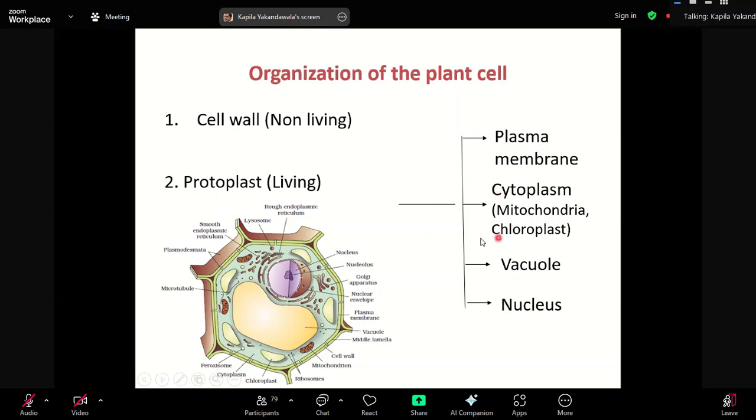So this part is living. Cell wall is dead, non-living. You have to remember it. What are the living parts of the cell? Cell wall is non-living. Protoplast is living. It consists of the outermost membrane we call plasma membrane. Then inner is filled with the fluid we call cytoplasm, and the organelles like mitochondria and chloroplast are embedded in that. Then the large vacuole, then the nucleus.